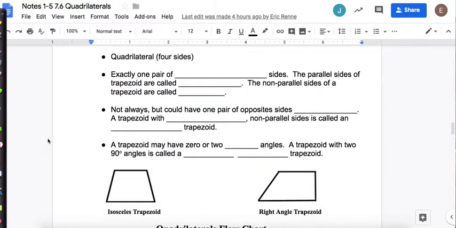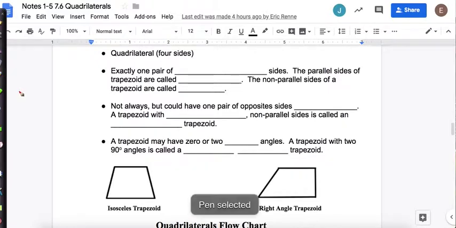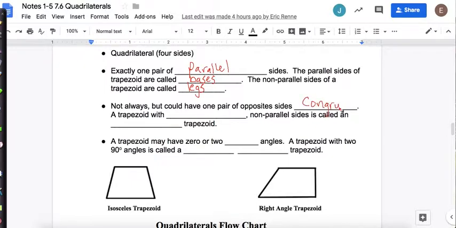Okay, so let's find out what a trapezoid is. So it's a quadrilateral with 4 sides, but it has exactly 1 pair of parallel sides. The parallel sides of a trapezoid are called bases. The non-parallel sides of a trapezoid are called legs. Now, not always, but it could have 1 pair of opposite sides congruent. So look down here and make these. So 1 pair of opposite sides congruent.